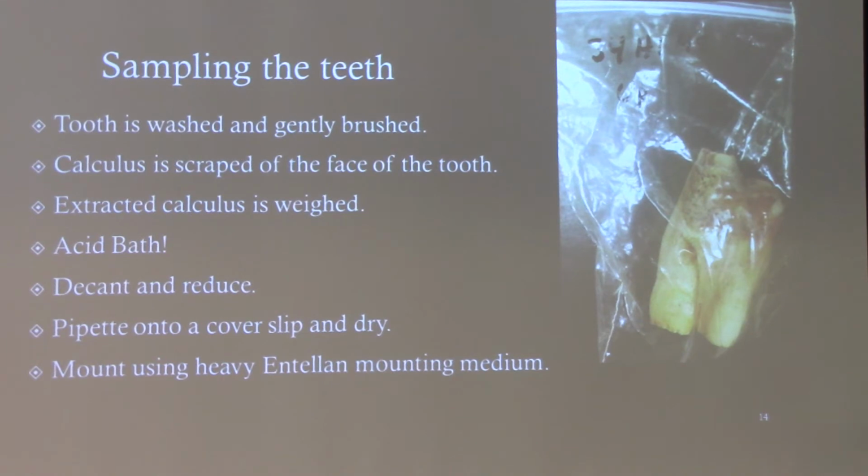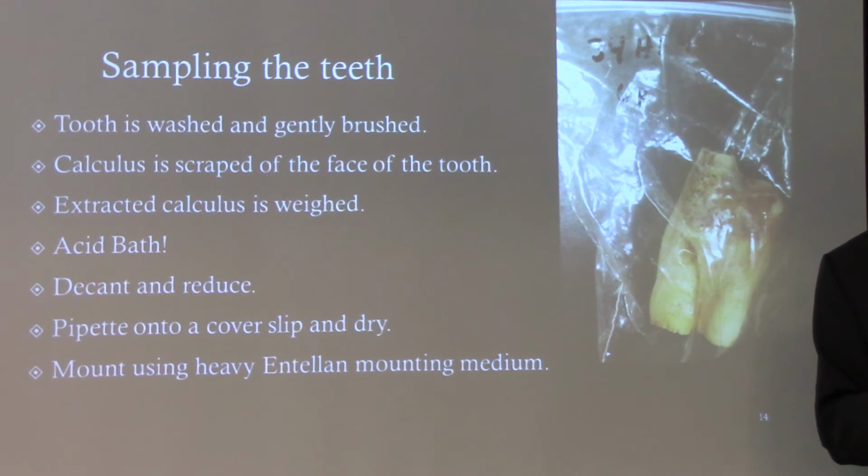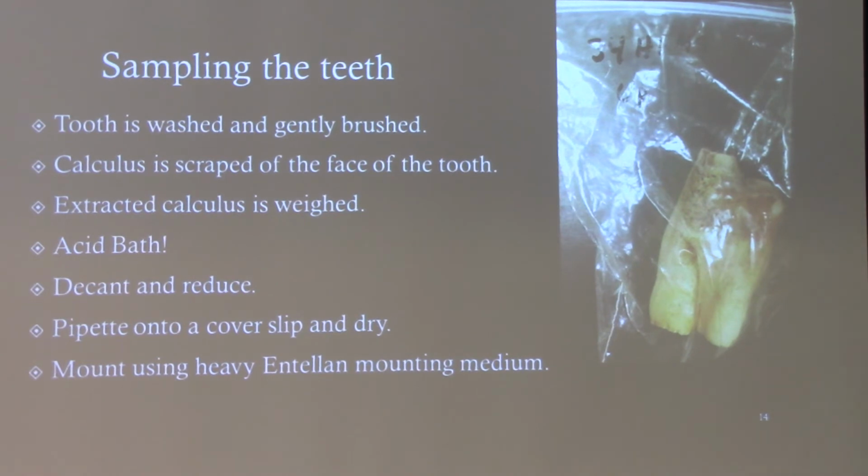The extracted calculus is then weighed, and then it is digested in an acid bath. Calculus is made up of calcium carbonate, CaCO3. So we put it in some dilute HCl. The HCl then dissolves that calcium carbonate, and what's left is the stuff that was stuck within the calculus itself. So this is any dirt that's stuck in there, any phytoliths that are stuck in there, any other things.